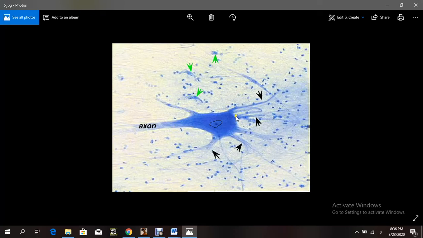Again, the perikaryon of the neuron, dendrites, axon hillock, and the axon. Those small cells represent the glial cells. Three neurons, three perikaryons of the neurons with their cell bodies, and those small cells, the neuroglial cells, and those are the dendrites and the axon of the neurons.